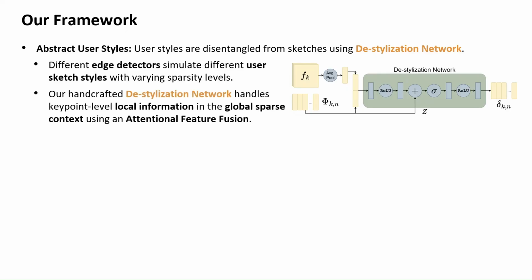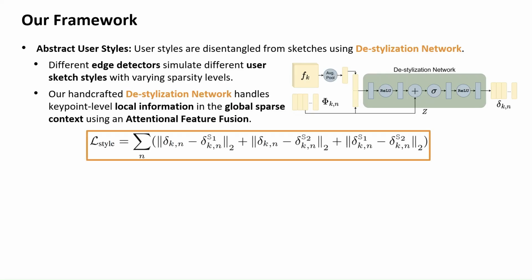Next, our handcrafted destylization network takes care of the disentanglement of user styles using the local keypoint level information obtained from sketch in the context of global sparsity through an attention-based feature fusion technique. The disentanglement process is guided by L2 losses between the keypoint embeddings of different edge maps.